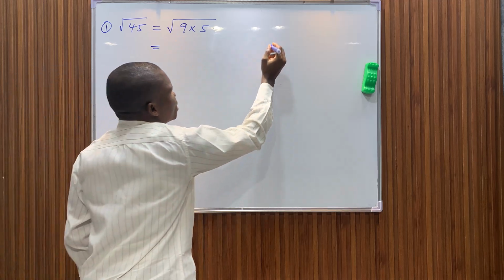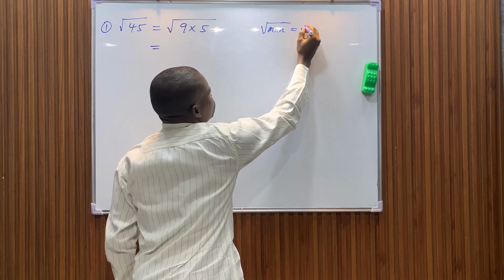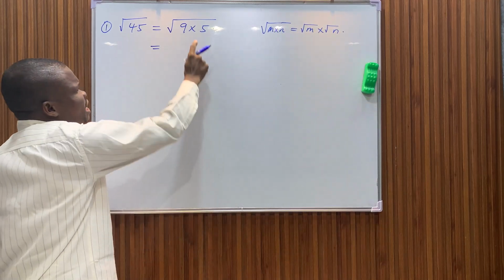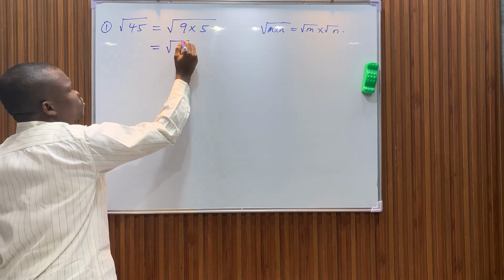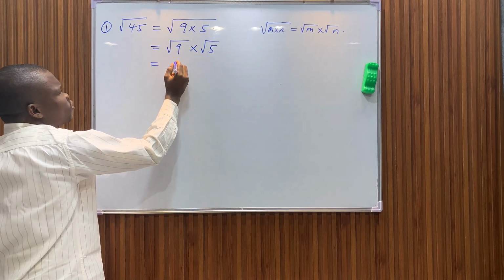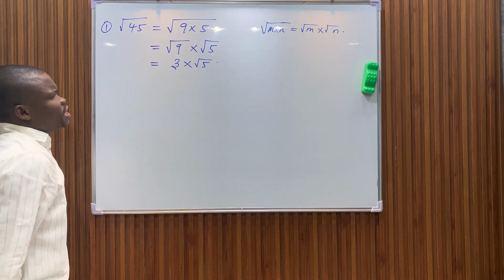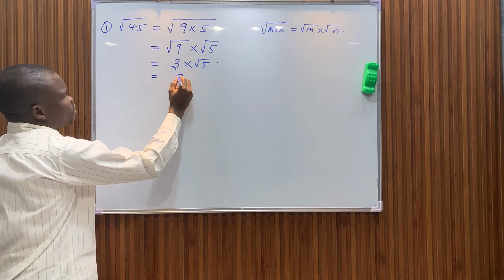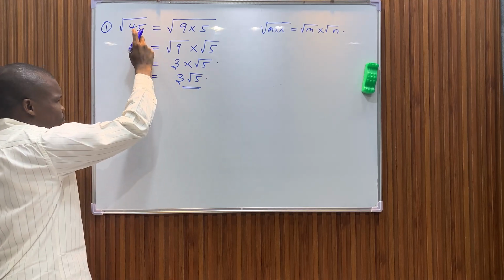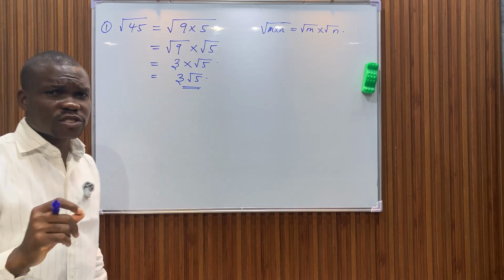Remember our rule that we stated that square root of m times n is the same thing as square root of m times square root of n. So we can still apply it here to have square root of 9 times square root of 5. So square root of 9 will give us 3 times square root of 5. So 3 times square root of 5, this will give us 3 root 5. So this is the simplified form of square root of 45. I hope you understand what I just explained.